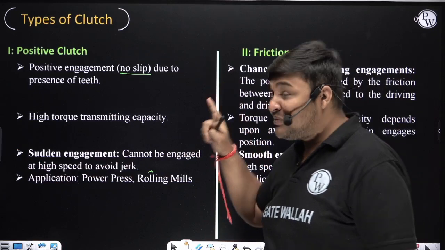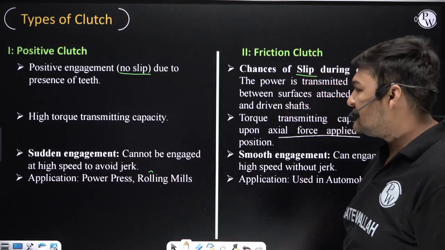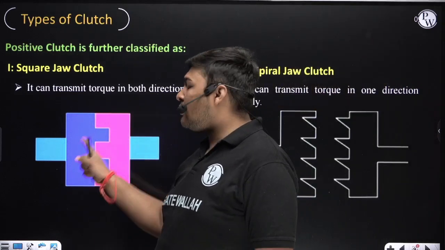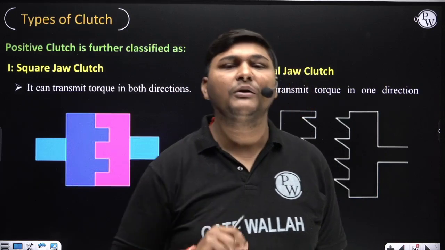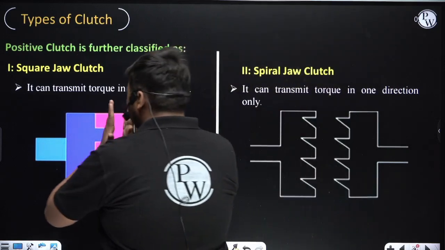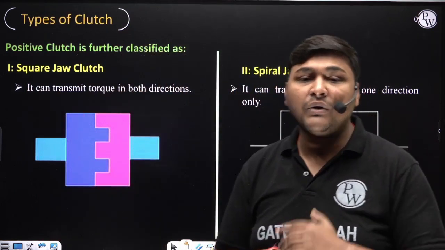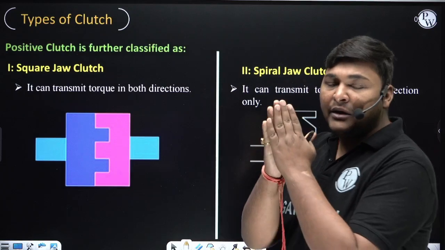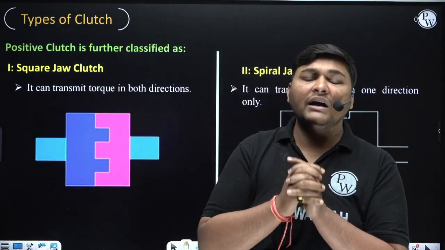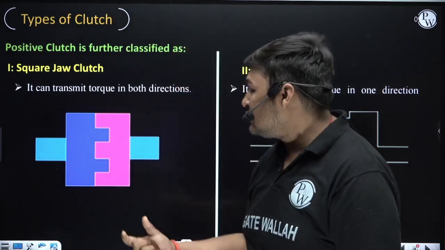There is one biggest disadvantage with the positive clutch, which is an advantage for the friction clutch. What is this? Now you can see the purpose of a clutch is not only to transmit torque from the input to the output shaft. Another purpose of the clutch is that when we press the clutch pedal, input and output shaft should disengage whenever we want. Similarly, suppose I have disengaged the clutch, after some time I need to engage the clutch. Whenever we want, the input and output shaft should engage or disengage through this clutch.